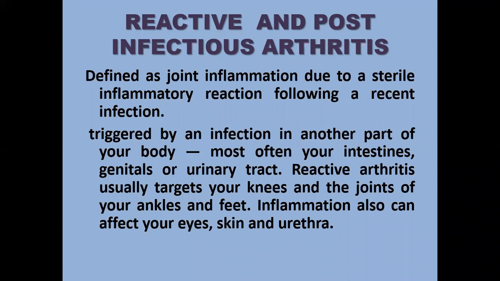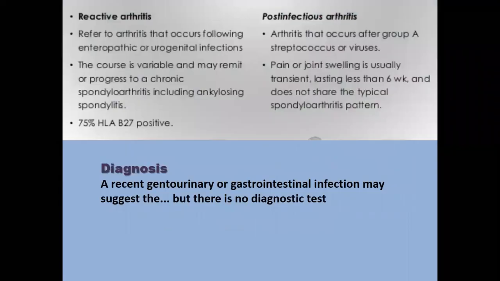Reactive arthritis usually targets your knees and the joints of your ankle and feet. Inflammation also can affect your eyes, skin, and urethra. Clinical features. Reactive arthritis refers to arthritis that occurs following enteropathic or urogenital infections. The course is variable and may limit or progress to a chronic spondyloarthritis, including ankylosing spondylitis.